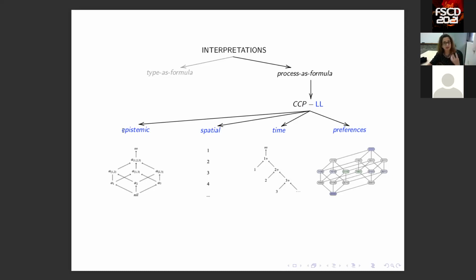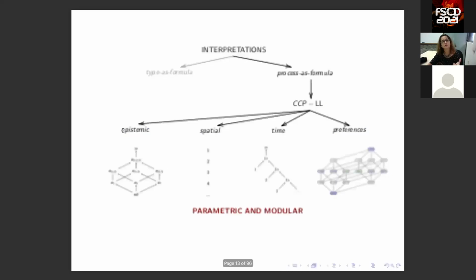And so there are two good things about this. The first one is that all this is parametric and modular. It's modular in the sense that you have only one system, linear logic with sub-exponentials or multimodalities. And what you're going to do is parametrically change the way you organize these modalities, and then you're going to have an interpretation. And the other thing that should be said about this work is that this is a really strong and tight relation.